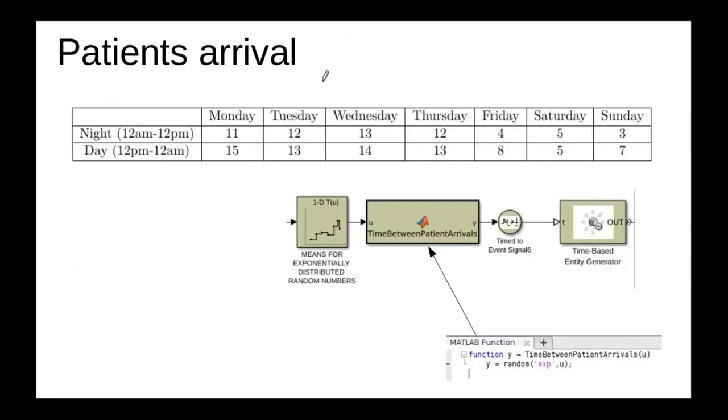What about the patient's arrival? The patient's arrival is an exponential probability function. Here you are. Can you see here? I take a random number with an exponential probability distribution function, and you will see later on how I use this MATLAB function. These are all the means.